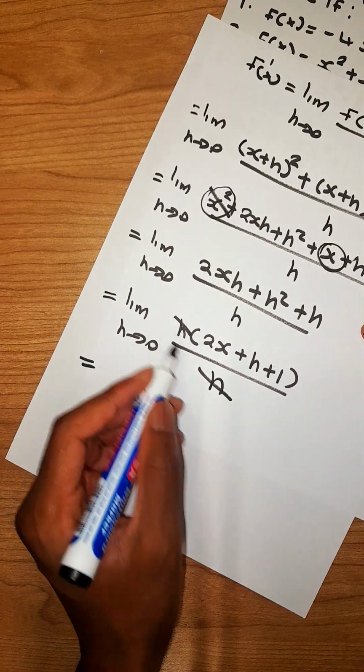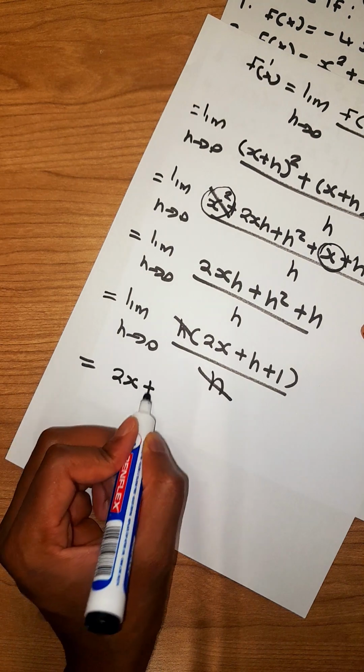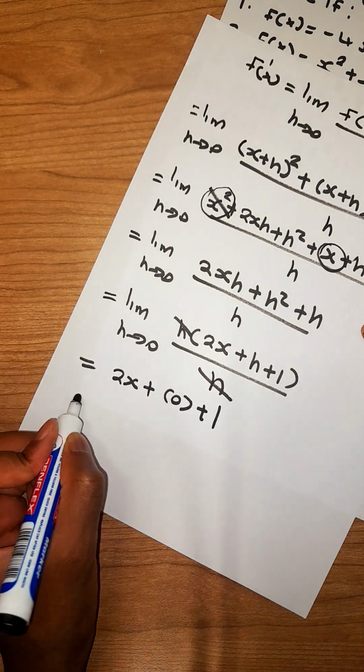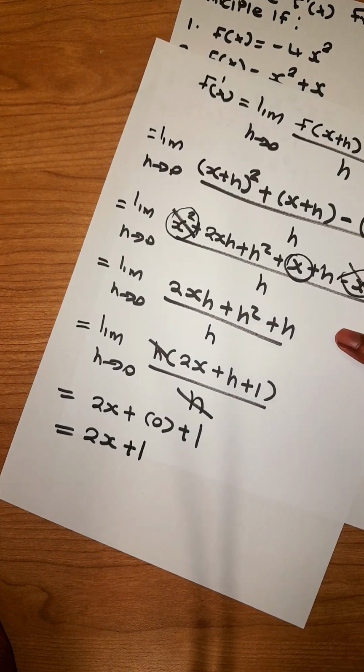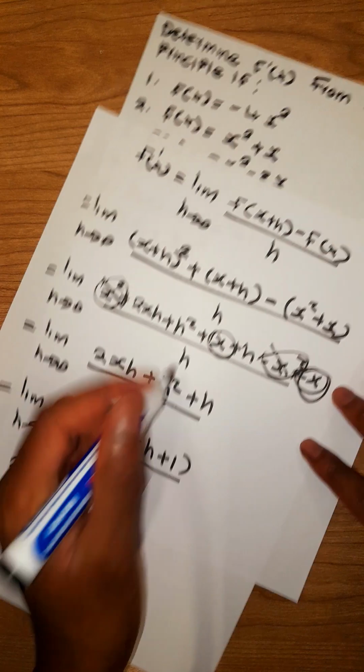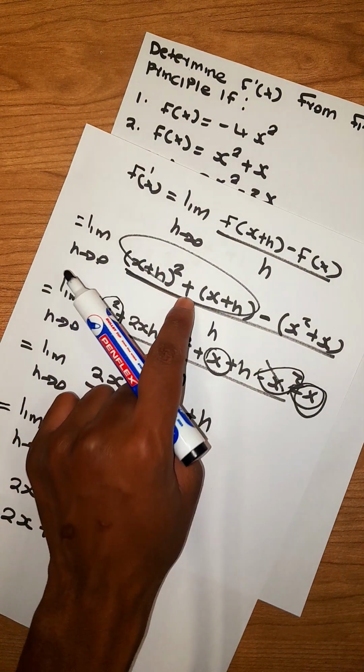Now the limit approaches 0. Whenever there is h, you're going to substitute 0. We're left with 2x plus 0 plus 1. So your answer is actually 2x plus 1. You see, so the trick was you need to put x plus h whenever there is x.